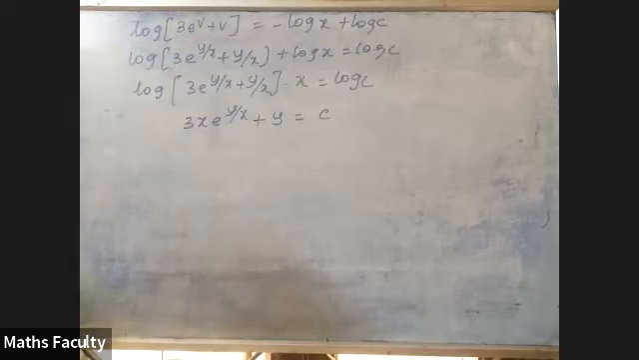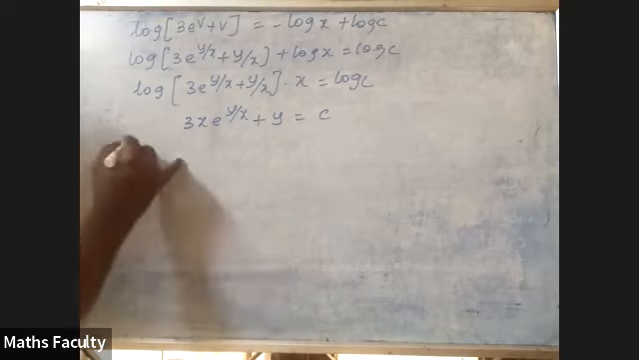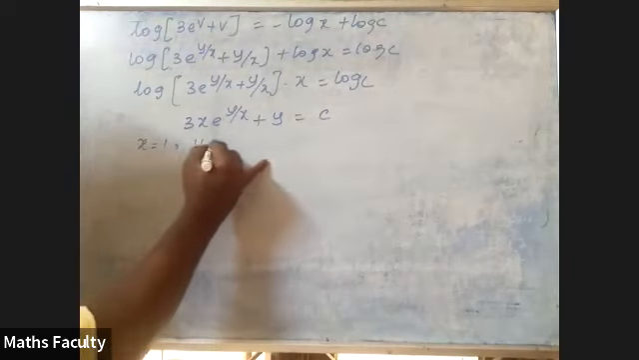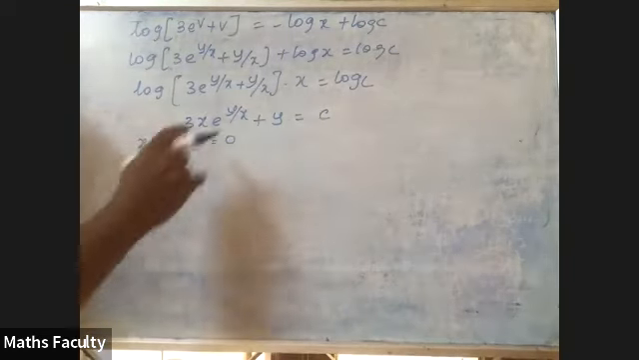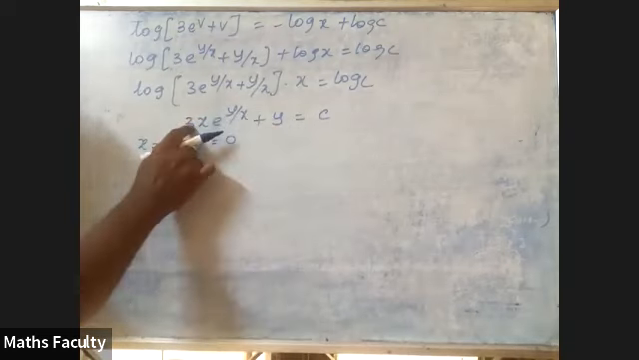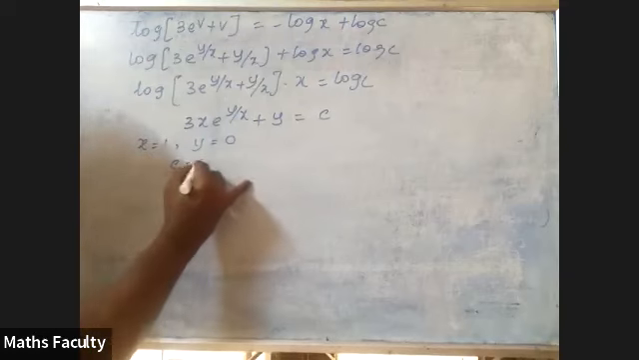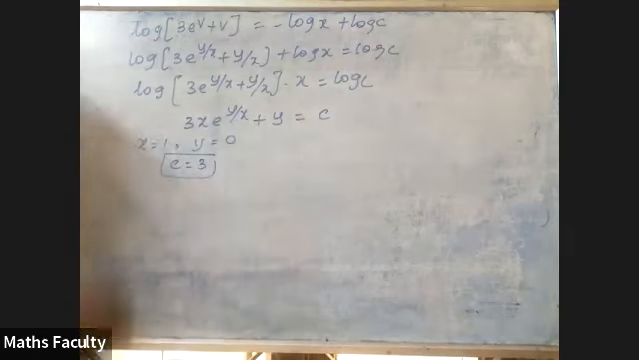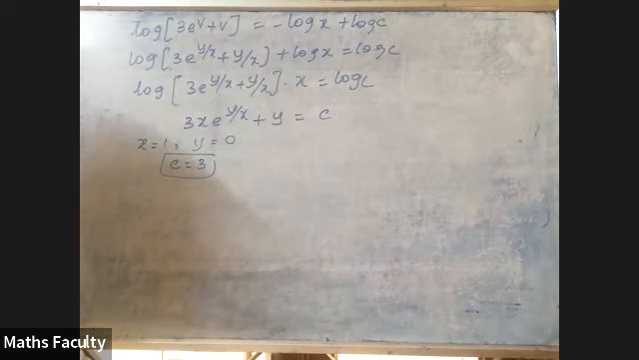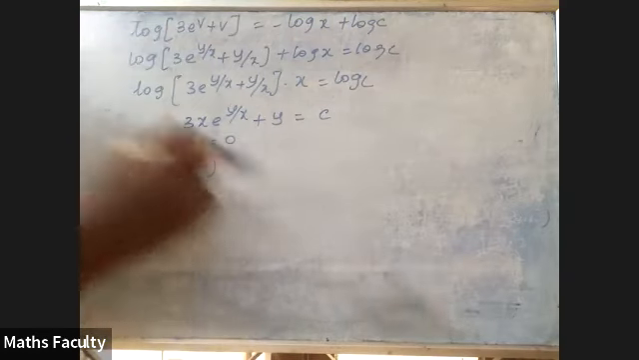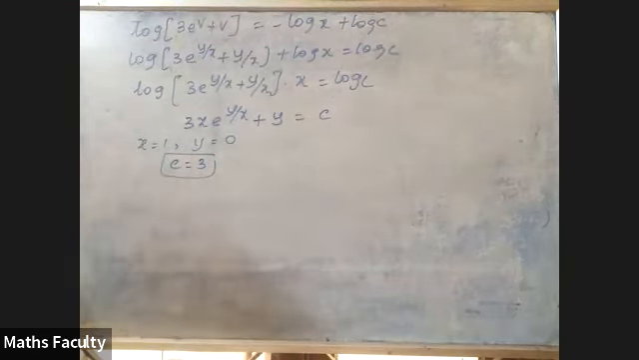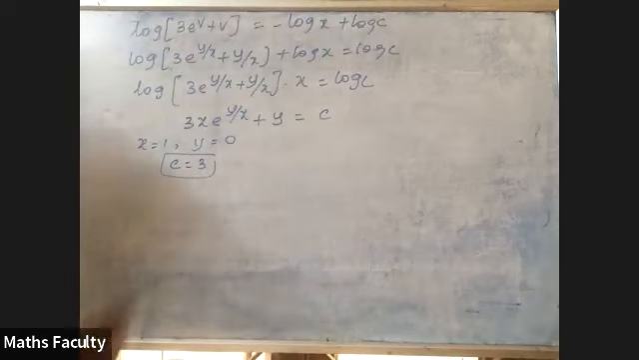But according to the problem, it was given that when x equals 1, y equals 0. So I can put y equals 0, x equals 1: 3 into 1, 3. So that is, c equals 3. On using the given conditions, x equals 1, y equals 0, I have found out that c equals 3.